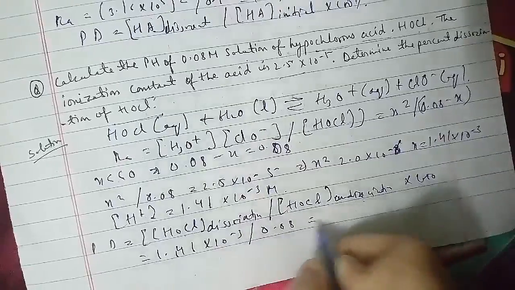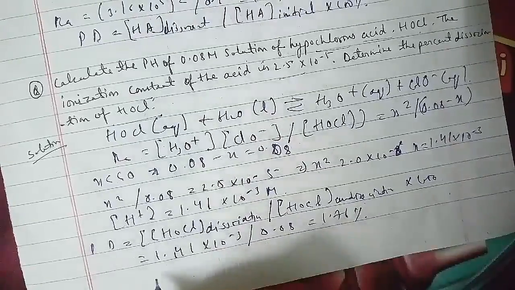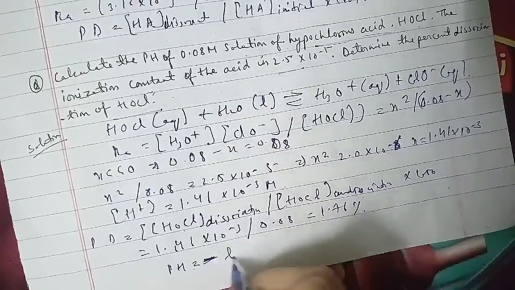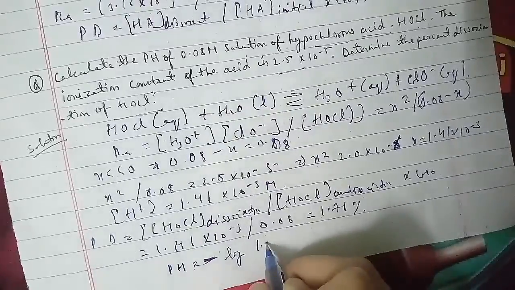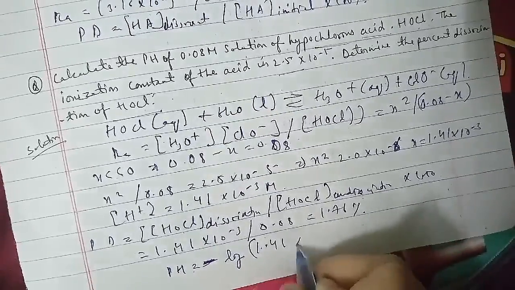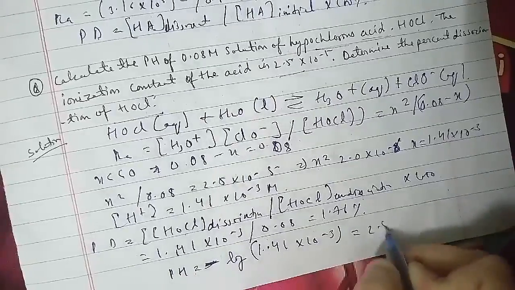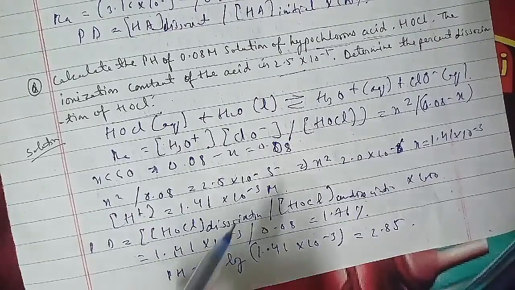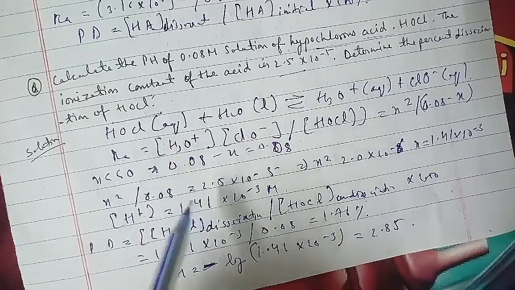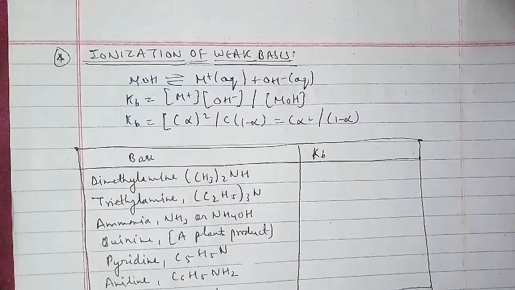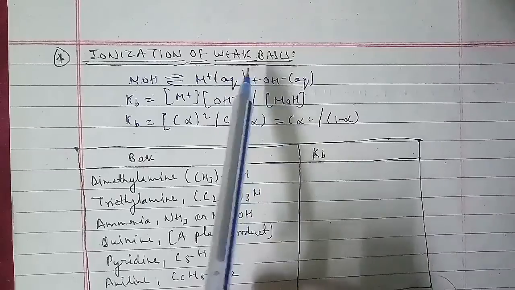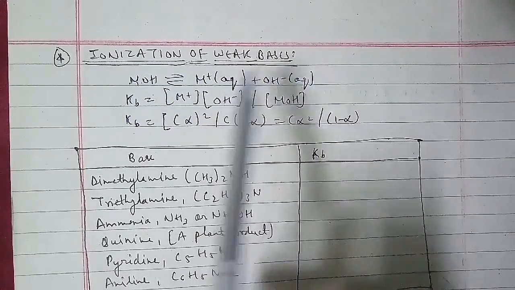The values of the ionization constant Kb of some selected weak bases are given here in the table. We will discuss the values of the ionization constants of some weak bases at 298 Kelvin. The bases given are dimethylamine, that is (CH3)2NH, triethylamine, that is (C2H5)3N, ammonia, that is NH3 or NH4OH, quinine, a plant product, pyridine, that is C5H5N, aniline, that is C6H5NH2, and urea, that is CO(NH2)2.